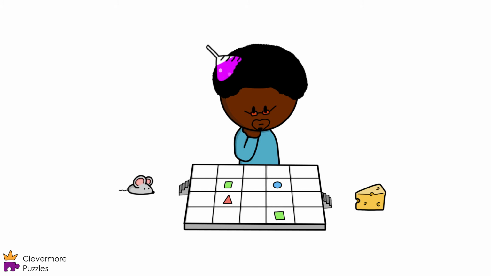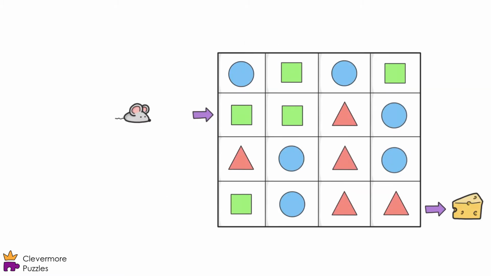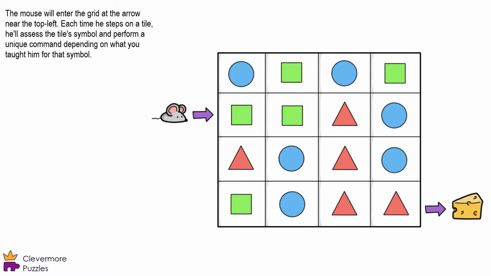In the name of science, you're studying how mice can be taught to recognize different symbols and follow commands based on those symbols. To do that, you've assembled a sort of maze, not with walls, but with 3 distinct symbols repeated throughout these 16 tiles. The mouse will enter the maze where there's an arrow near the top left.